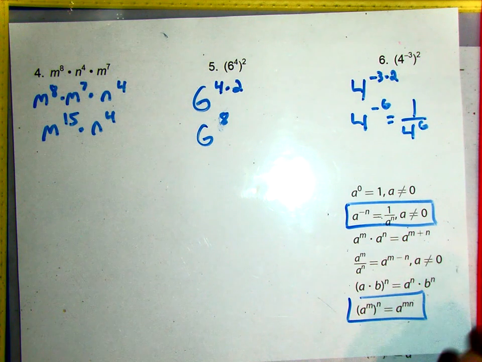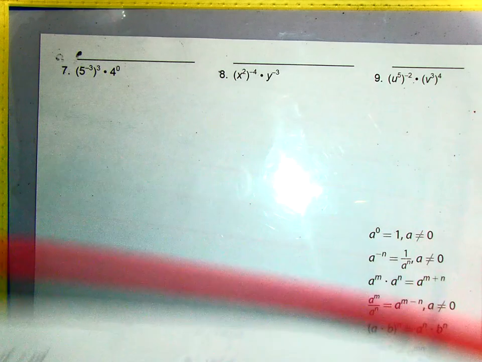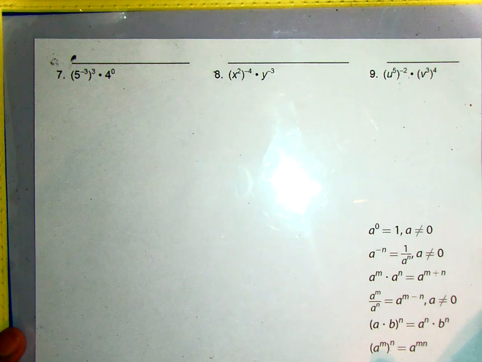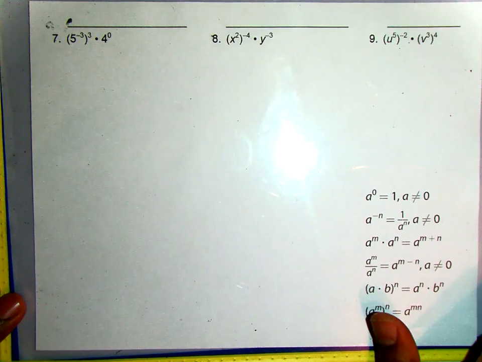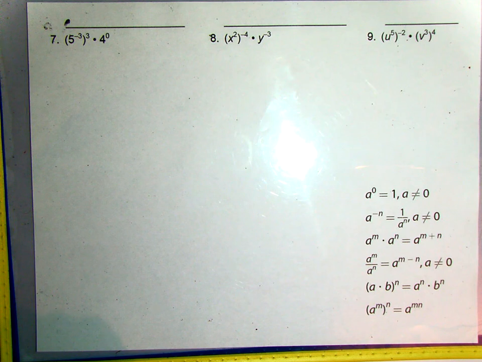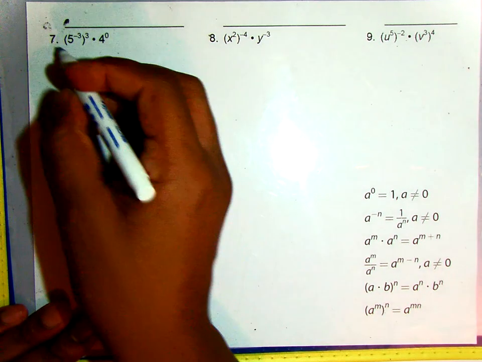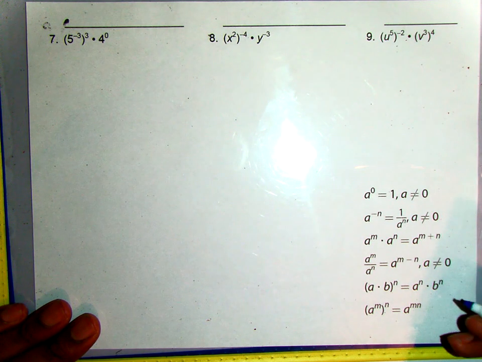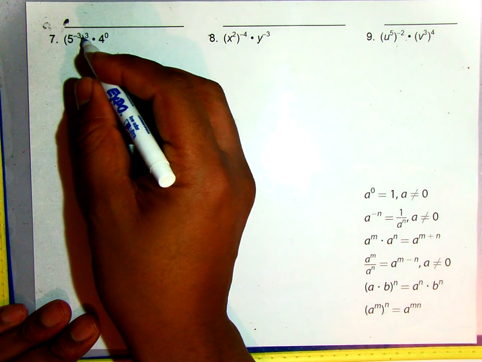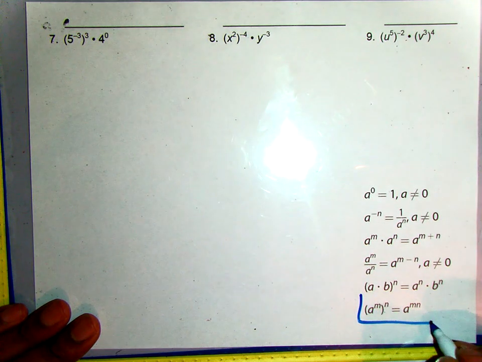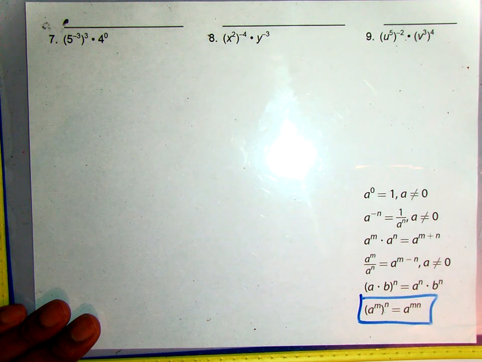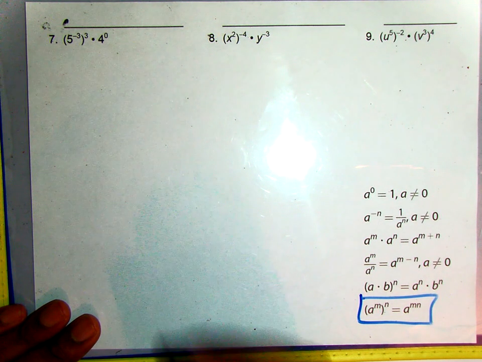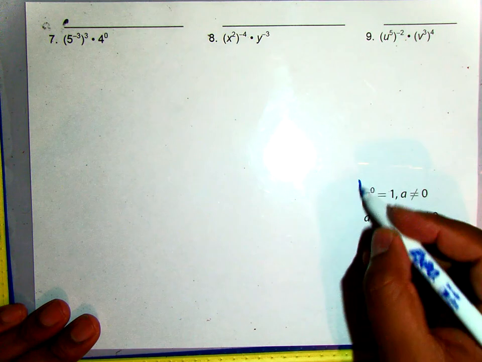Okay, let's take a look at A-level. All right, so what we want to do here is, again, take a look at our problem and figure out which one of these rules we're going to use. So with this first one, what we're going to do is see that we have 5 raised to the -3 times 3, and that's the one we've been using for a little bit here, this one here.